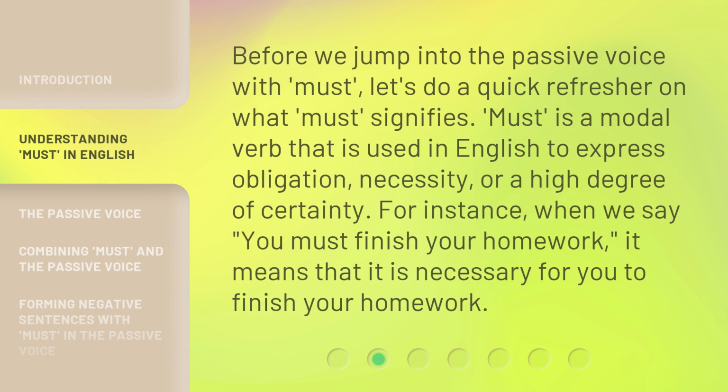Before we jump into the passive voice with must, let's do a quick refresher on what must signifies. Must is a modal verb that is used in English to express obligation, necessity, or a high degree of certainty. For instance, when we say, "You must finish your homework," it means that it is necessary for you to finish your homework.